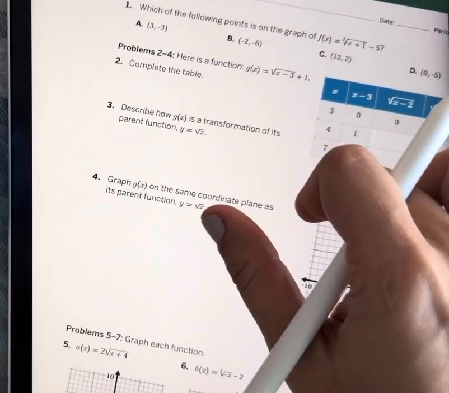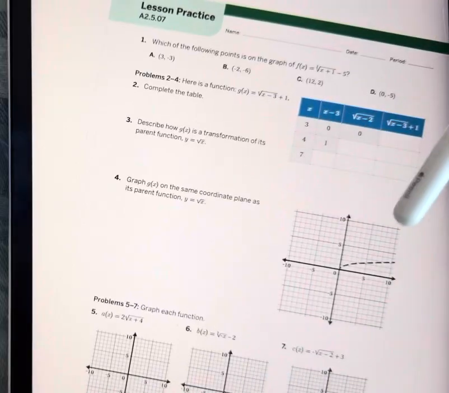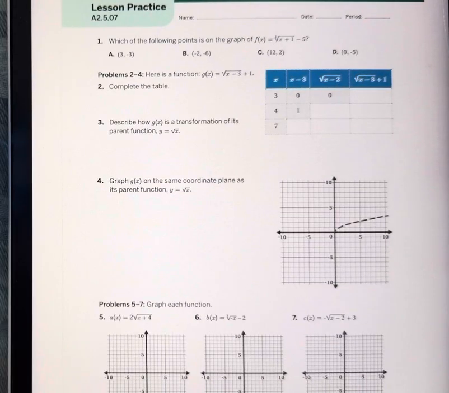Oh my gosh. How do I turn it back? I know. Undo. Undo. Okay.